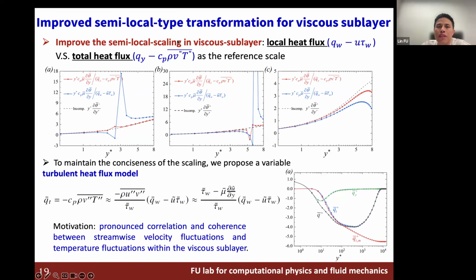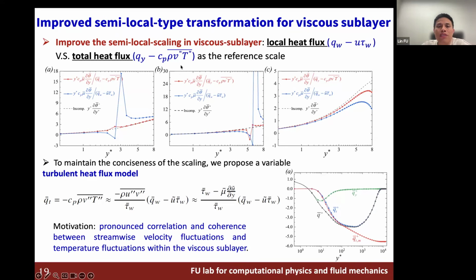Then when we examine the previous state-of-the-art semi-local type transformation, we find that they utilize the local heat flux as a reference scale for the mean heat flux. But if we replace the local heat flux with the total heat flux, you can see that from the blue line to the red line, you get a better collapse to the incompressible data, which means that this total heat flux length scale is more rational as the reference length scale.